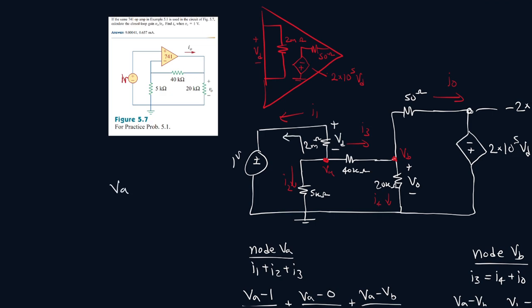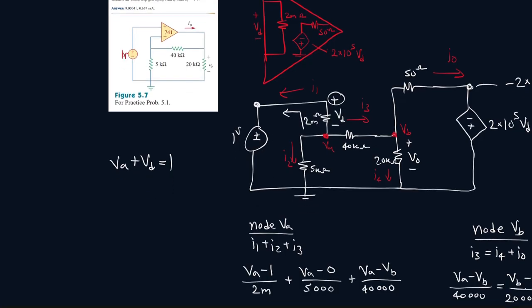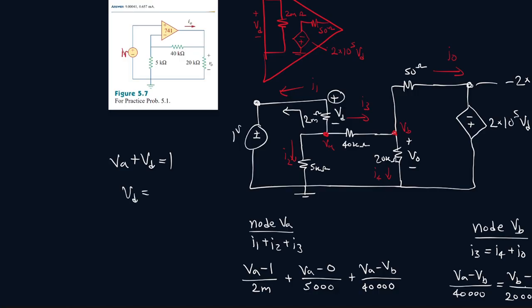So we start off with VA. We leave from this positive terminal, so that means there's a voltage increase. So it'll be plus VD, and it'll be equal to the voltage at this region, which is going to be 1 volt. So VD will be equal to 1 minus VA.